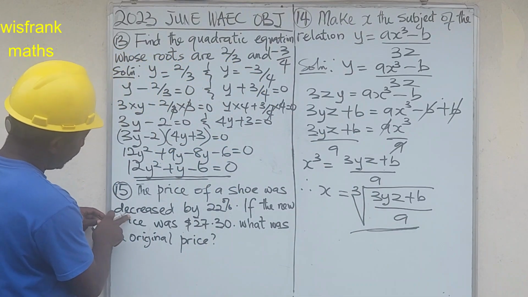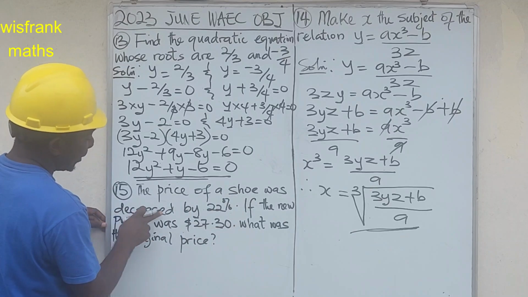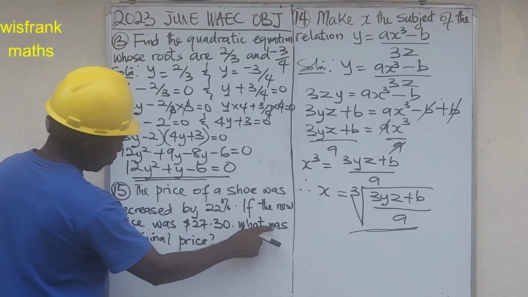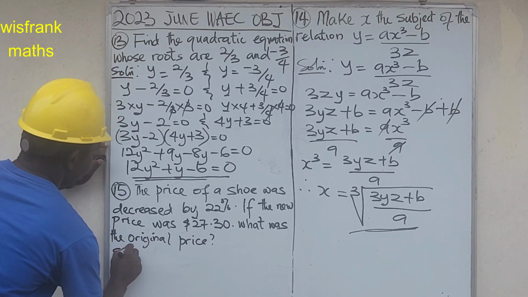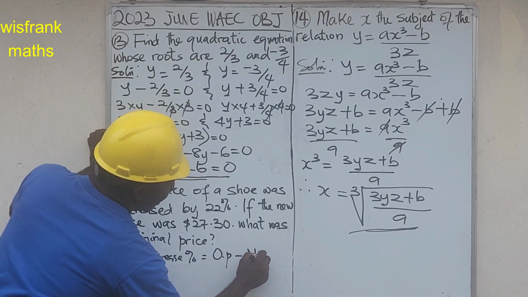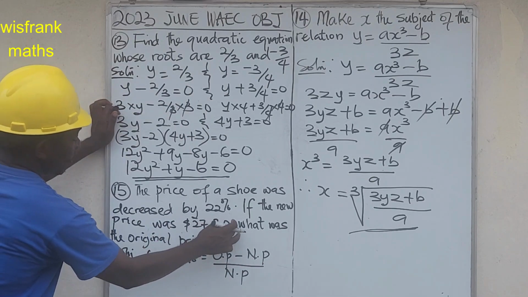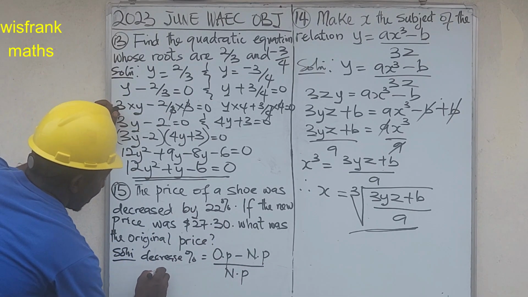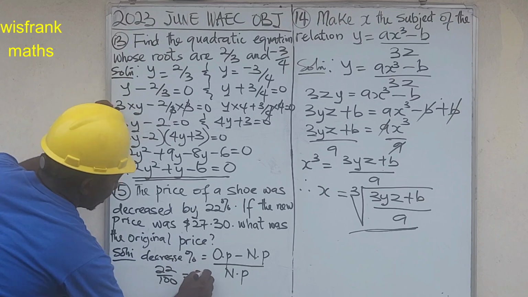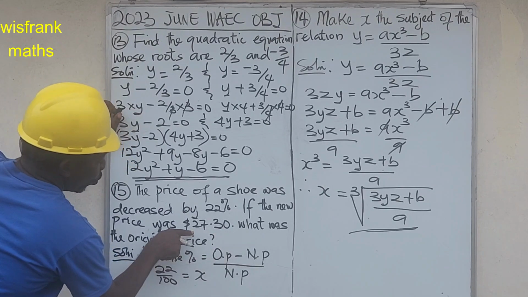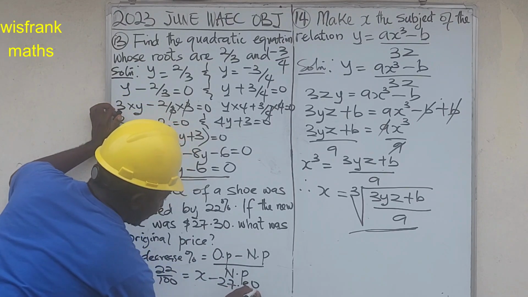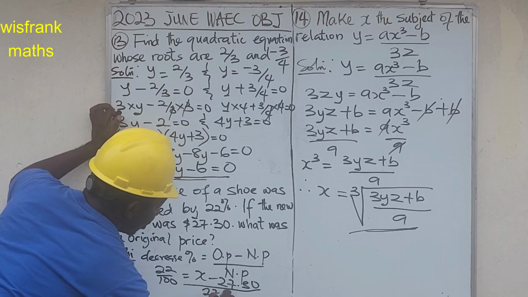So we have number 15. The price of a shoe was decreased by 22%. If the new price was $27.30, what was the original price? So we have the solution. The decrease percentage equals the original price minus the new price, all over the new price. So when we substitute this into this, 22% is the same thing as 22 all over 100 equals the original price, which is x we are looking for, and the new price, which is $27.30, minus $27.30 all over the new price again, $27.30.